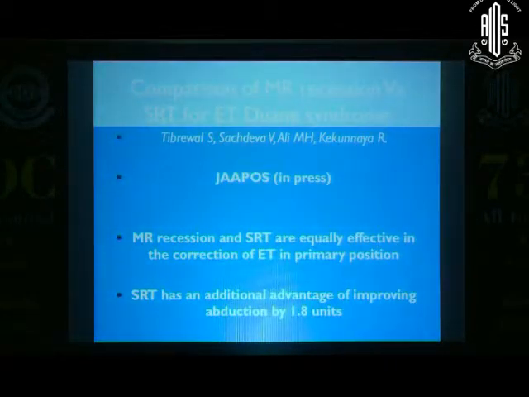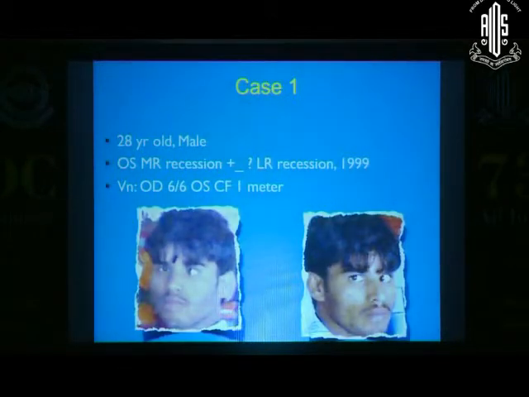My fellow Shailja is sitting in the audience. He compiled all these cases, and we in fact compared this medial rectus recession over a period of time. We have done till 2011, and we compared with the superior rectus transposition for esotropia. It is going to come in JAPOS in the coming months. So what it says is both medial rectus recession and SRT are effective in correcting the primary position deviation, but SRT has an additional advantage of improving the abduction by around 1.5 to 1.8 units.